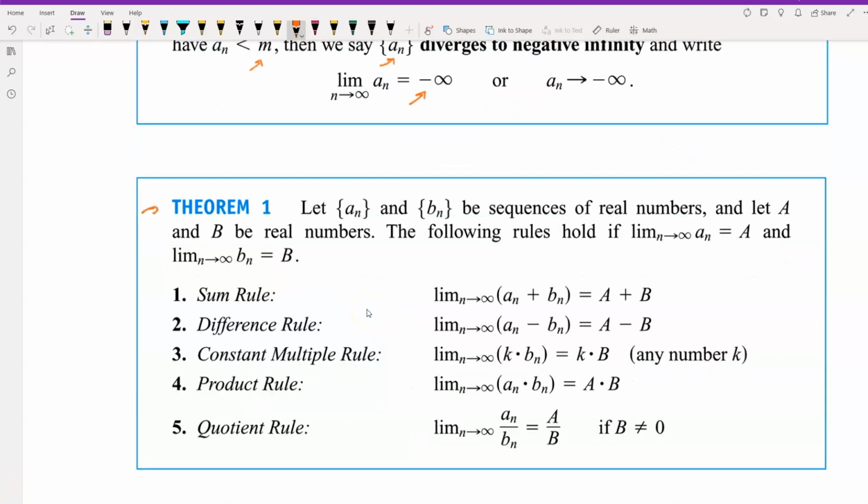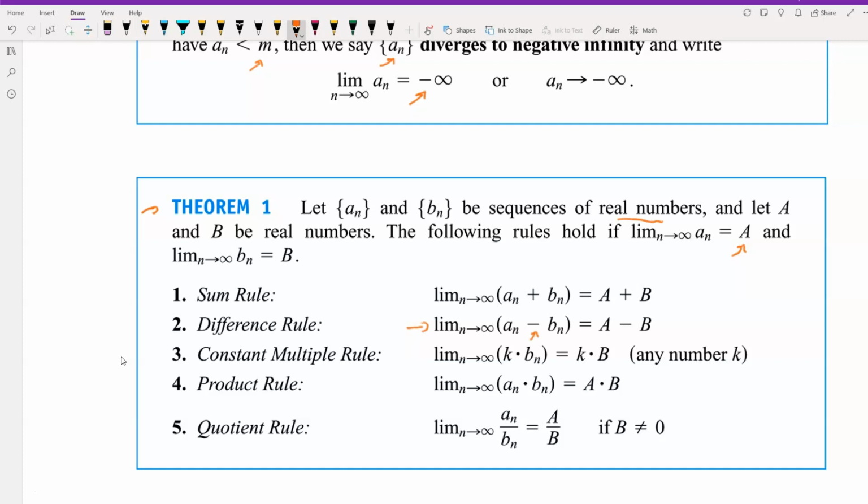Next part, here we have theorem 1. Let an and bn, these two sequences, be sequences of real numbers, and let a and b be real numbers. The following rules hold if the limit of an when n approaches infinity is equal to a, and the limit of bn when n approaches infinity is equal to b. The first rule is the sum rule: the limit of an plus bn when n approaches infinity is equal to a plus b. Second rule, the difference rule: the limit of an minus bn when n approaches infinity is equal to a minus b.